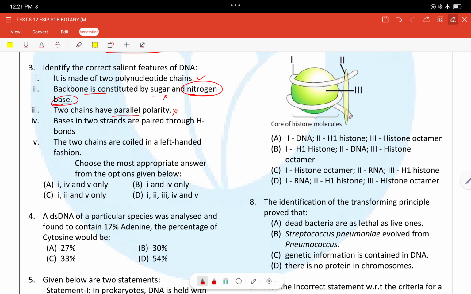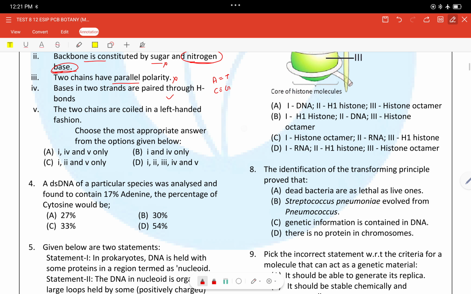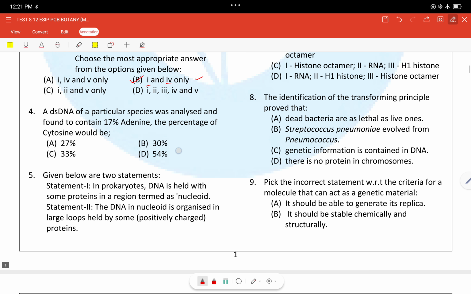Bases in 2 strands are paired through hydrogen bond. This is correct. If we consider adenine and thymine, there are 2 hydrogen bonds. Cytosine and guanine, there are 3 hydrogen bonds. The 2 chains are coiled in left-handed fashion. This is also incorrect. It is in right-handed fashion. So answer will be 1, 4 are correct while others are incorrect.